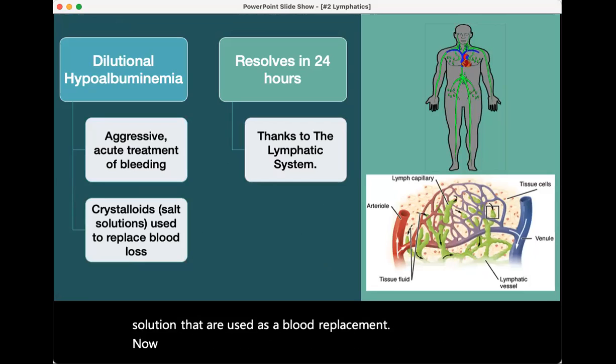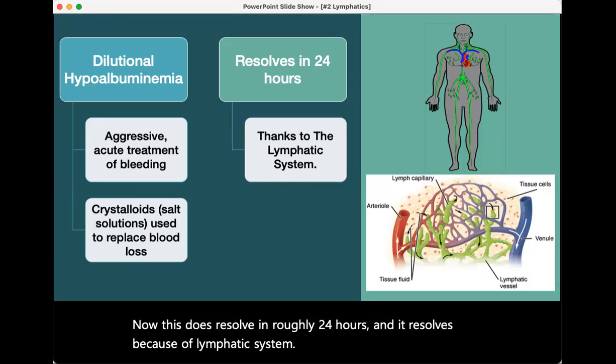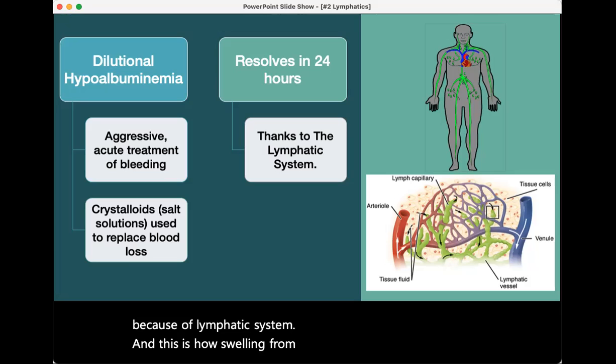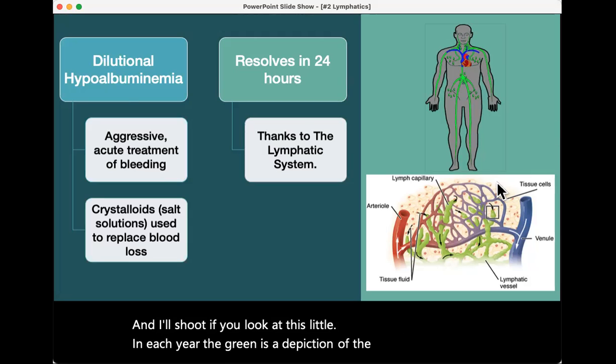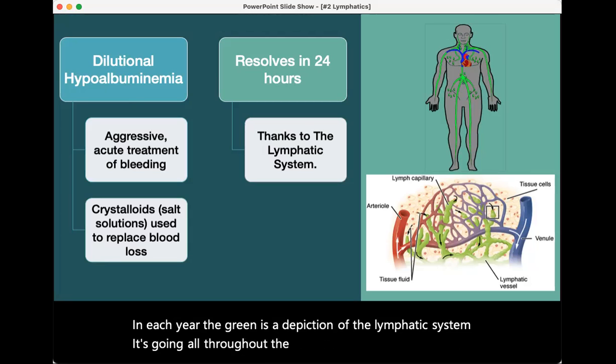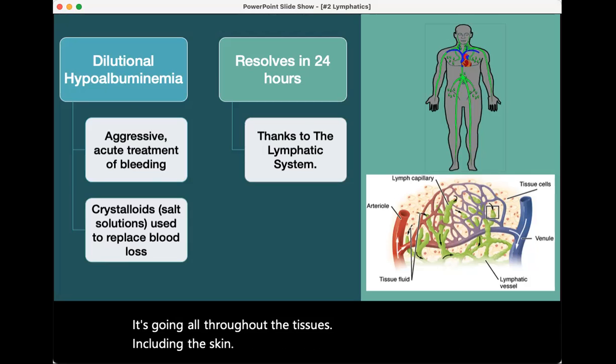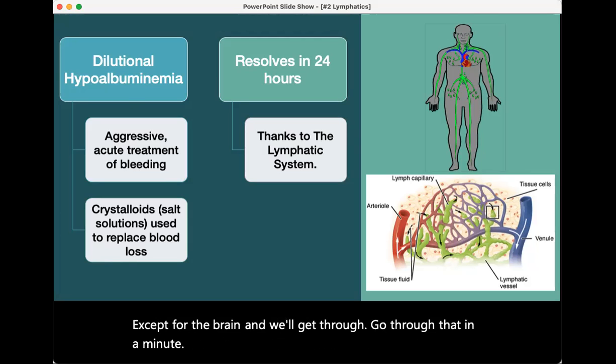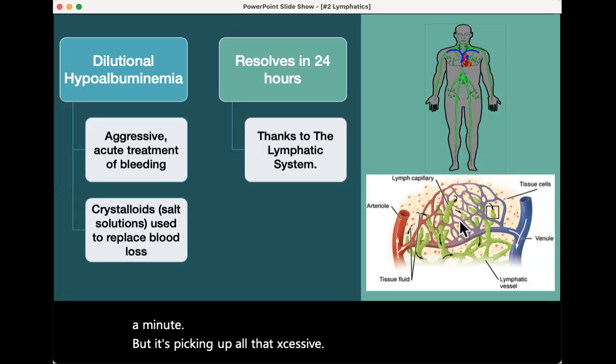Now, this does resolve in roughly 24 hours, and it resolves because of the lymphatic system. And this is how swelling from a cut or even a bee sting also resolves, through your lymphatic system. If you look at this little image here, the green is a depiction of the lymphatic system. It's going all throughout the tissues, including the skin, present at all these capillary beds, except for the brain, and we'll go through that in a minute. But it's picking up all that excess fluid, and it also picks up pathogens and takes them into the lymphatic system.